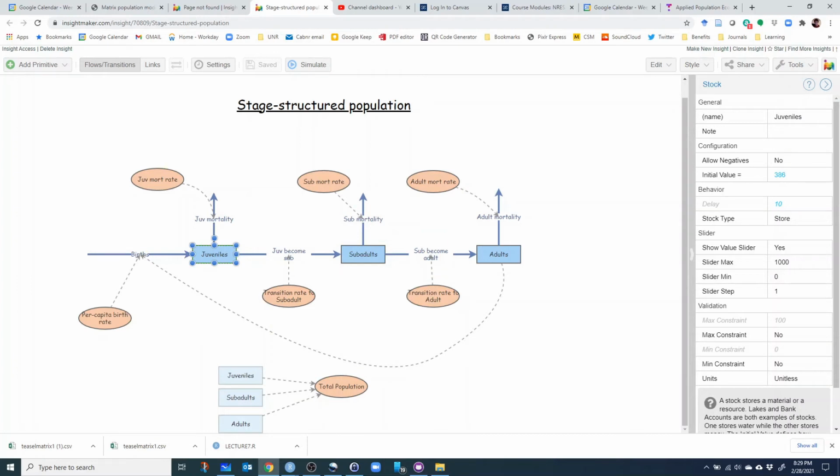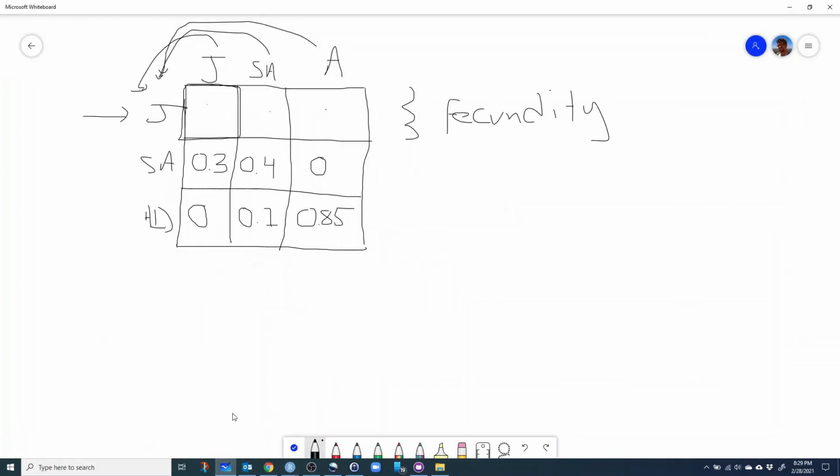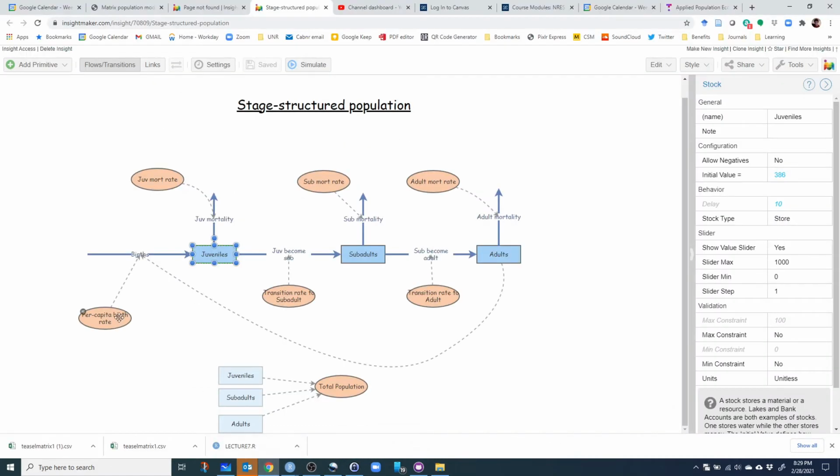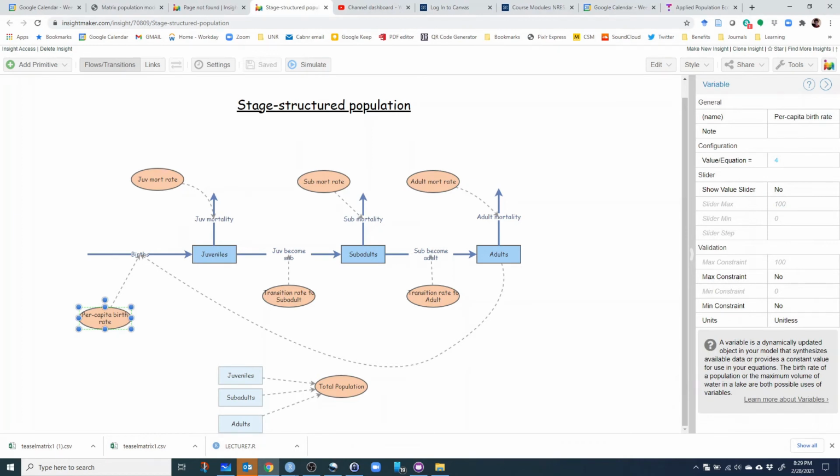All right. So because we're representing this row as fecundities, we can say juveniles are producing 0 offspring in the next year. Subadults this year produce 0 offspring in the population the following year, but adults do produce, and that rate is the per capita birth rate of 4. All right, so approximately 4 offspring per female, or 4 females per female.